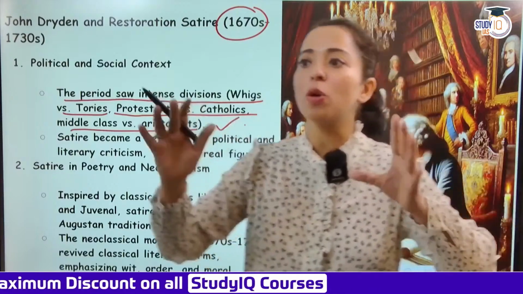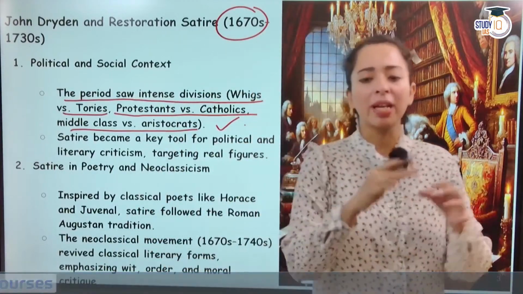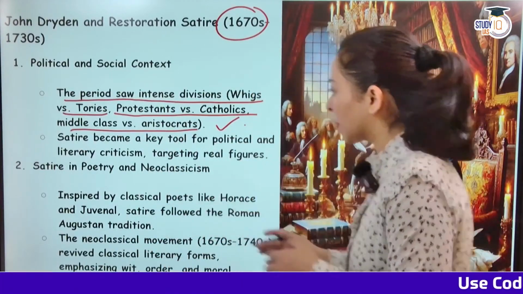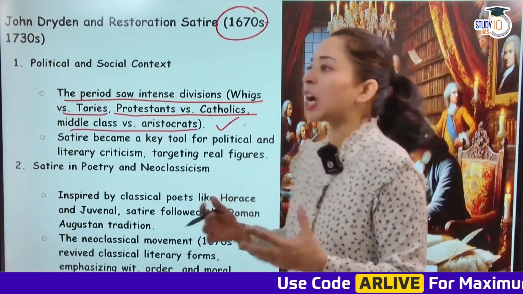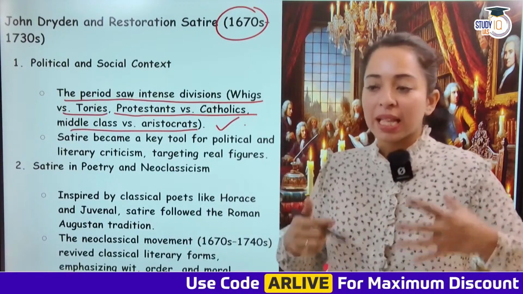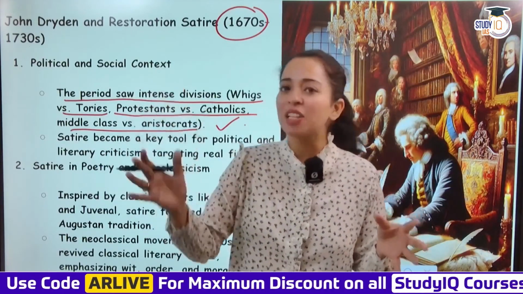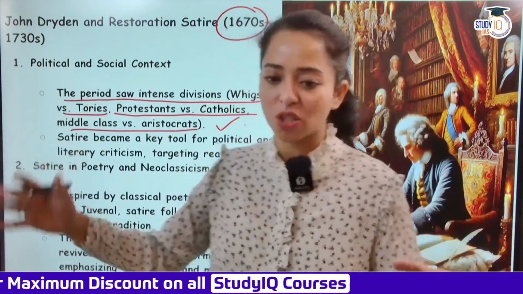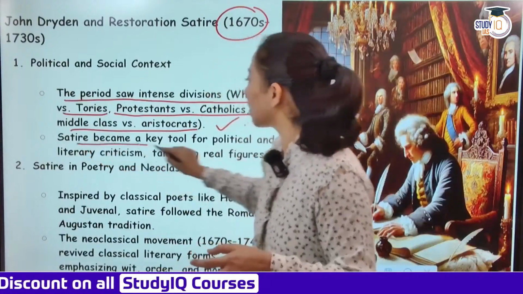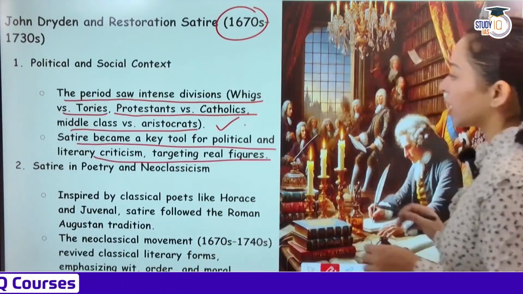बहुत divisions, दो भागों में पूरा का पूरा society बंटी हुई थी. तो कोई political reasons की वजह से separate हुआ था, कोई class differences की वजह से, and so on. So satire became a key tool. तो इस period में क्या हुआ कि satire became a key tool. Why? Because one party was always targeting the other party, one division, one section was always targeting the other section, and so on. So satire became a key tool for political and literary criticism, targeting real figures.